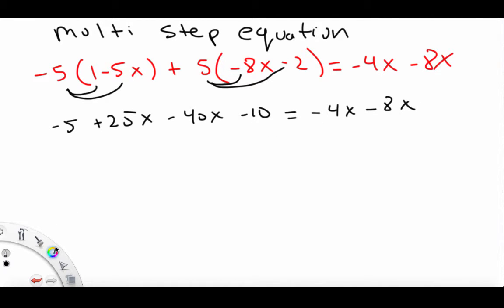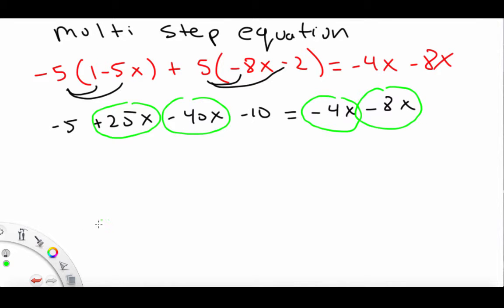Okay, so let's combine like terms for now, okay? So here we go. We grab the coefficients with the variables, right? I like to put a circle around them. And we have a negative 40x. Do we have any more? Let's go to the right side. We have negative 4x, and we have negative 8x. Okay, so now, let's grab our integers, okay? Negative 5, and we have negative 10. So we're combining like terms now.